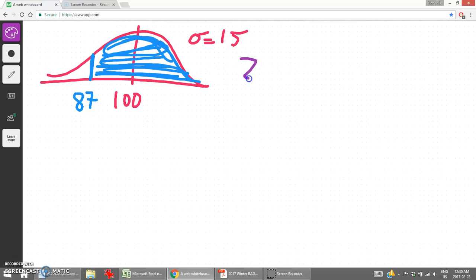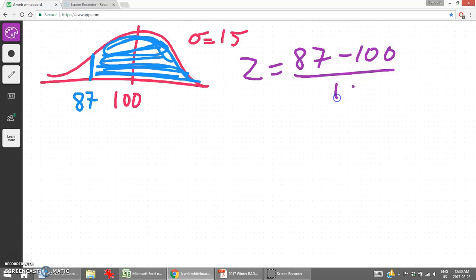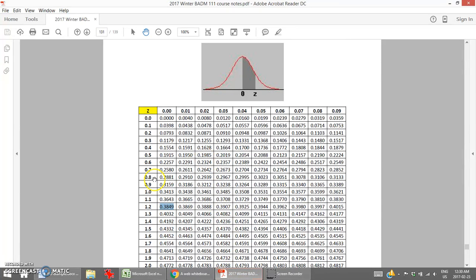So let's work to calculate our z value. The z value, as you can see, is going to be negative because we are on the left side of the distribution. The z value here is going to equal negative 0.87. When we go to the normal distribution chart, there's negative 0.8, and here's 0.07. So our area is going to be 0.3078.